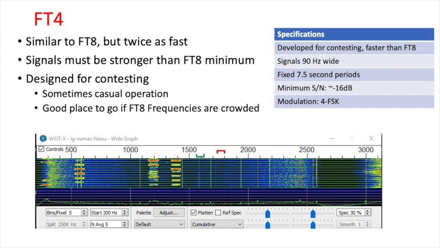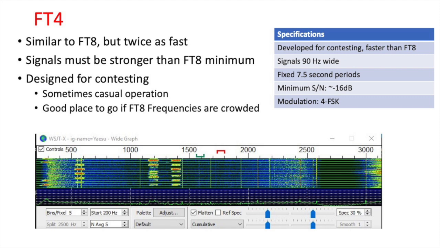But on any sort of thing like that, it's always a trade-off. And the trade-off is now your minimum signal's around -16 dB. I've seen a few decodes at -20, but I don't think I've ever made a contact weaker than a -14 on both ends. And this uses a 4-tone FSK. But it's used for contesting. You see more and more in casual operation.